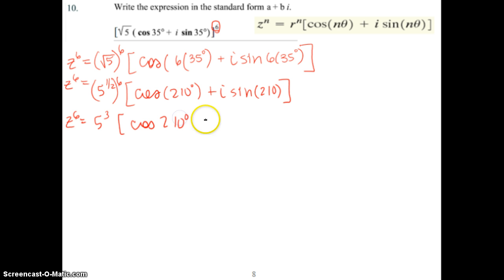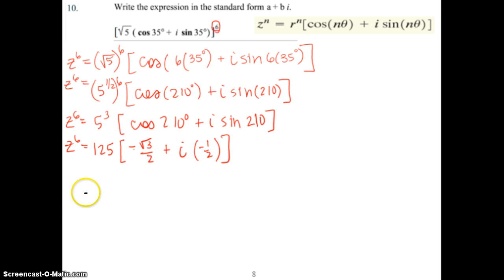Cosine 210 plus i sine 210. Okay. So if we continue simplifying, z to the 6 equals 5 cubed is 125. Cosine of 210, if you look on your unit circle, you would get negative root 3 over 2, plus i times the sine of 210, and if you look on your unit circle, the sine of 210 is negative 1/2.